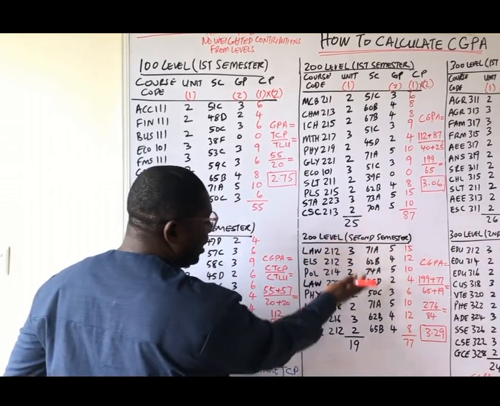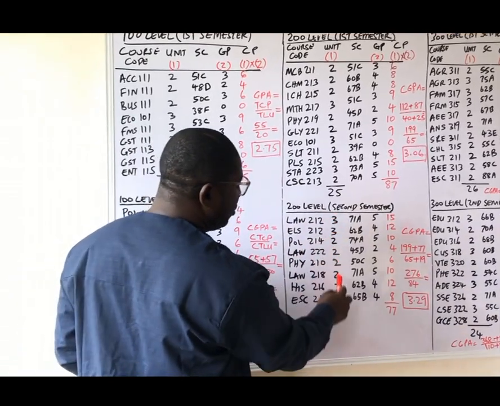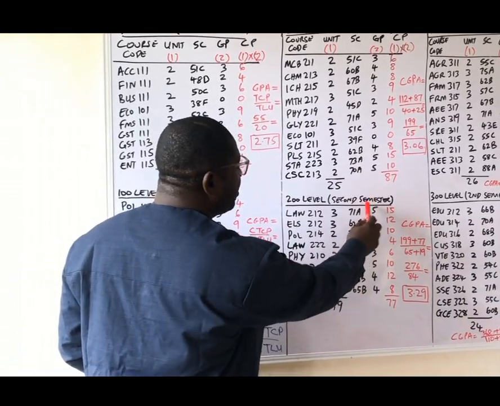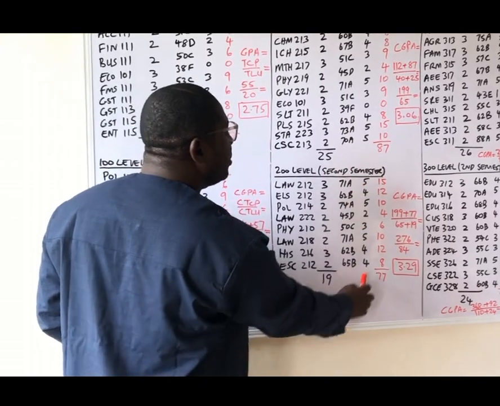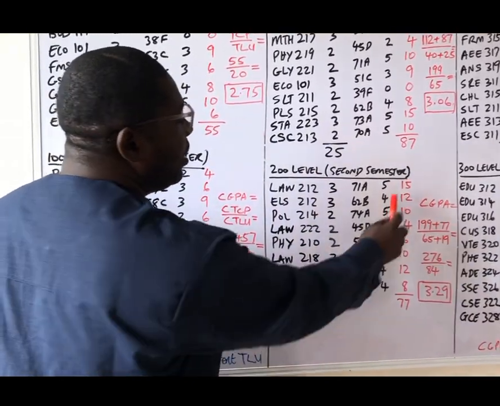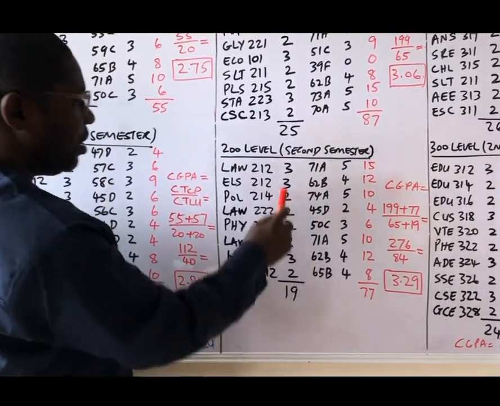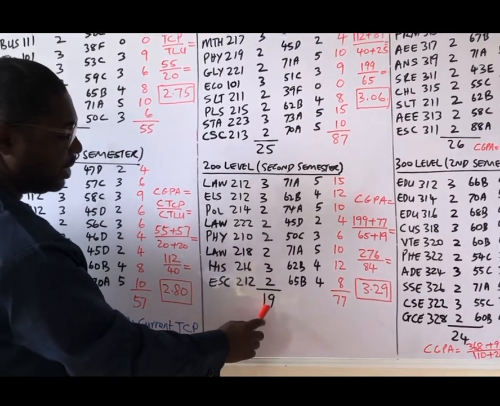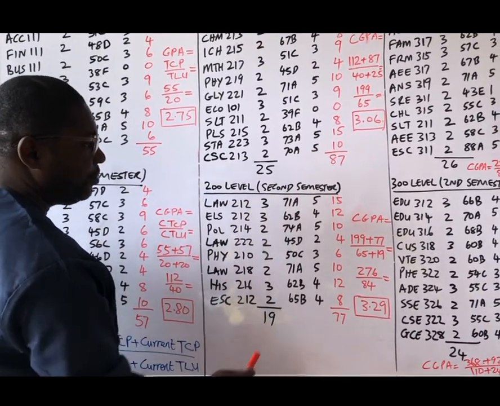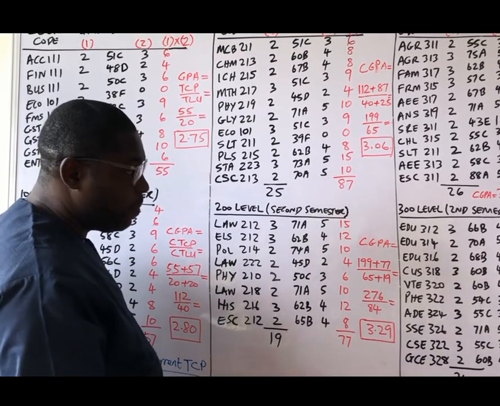Now let's look at what he had in 200 level. By 200 level, he has his units, he has the grades, the grade points, and the credit points. His total credit point for the semester is 77. His total unit for the semester is 19. So, how do we calculate the CGPA again?